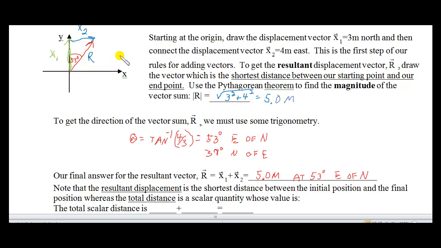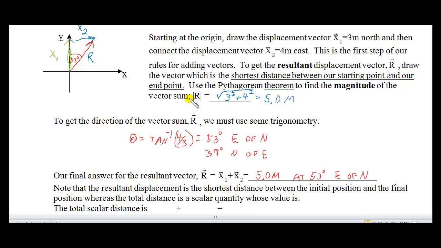Then to get the resultant, we go back to the tail of the first vector, x sub 1, and we connect that to the head of my final vector, x sub 2. This is my resultant. And basically, it's the shortest distance between our starting point. Here's where we started, and here's where we ended up. So it's the shortest distance between our starting point and our end point.